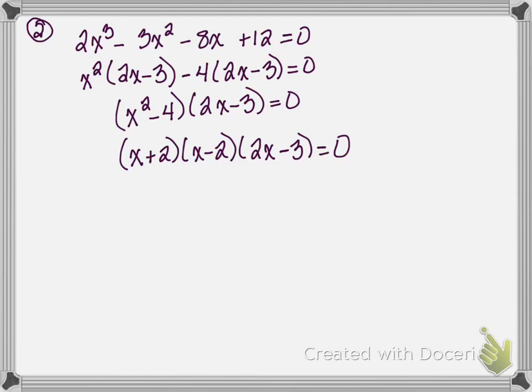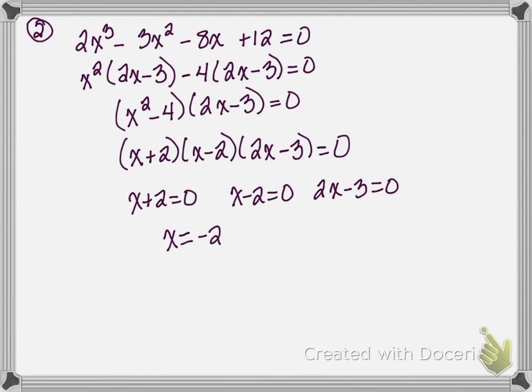Okay? At this point, what do I do with each factor? Good. So x plus 2 equals 0, x minus 2 equals 0, and 2x minus 3 equals 0. So negative 2, positive 2, and 3 over 2. That's my final answer right here. Give exact answers. That means what again? No decimal.